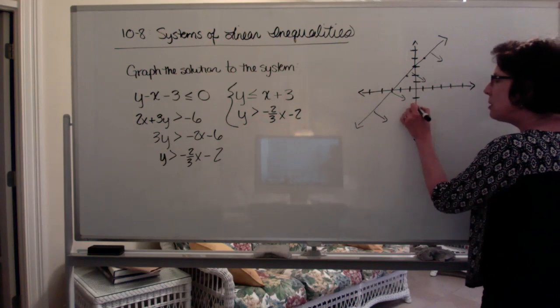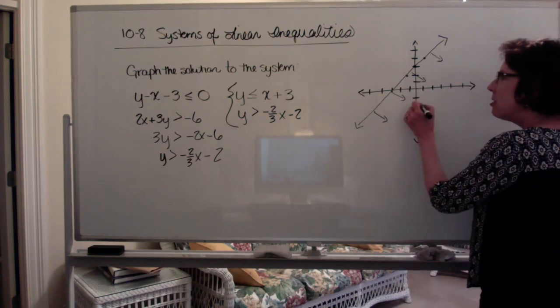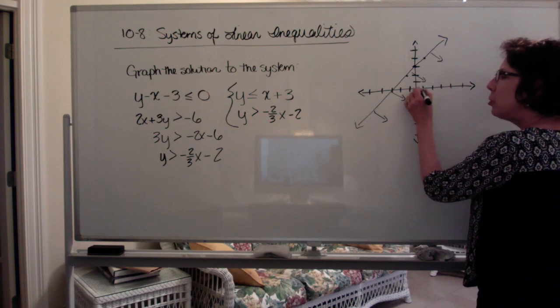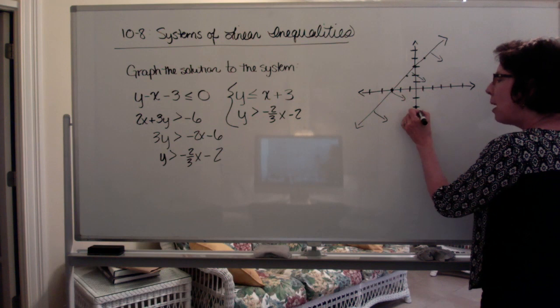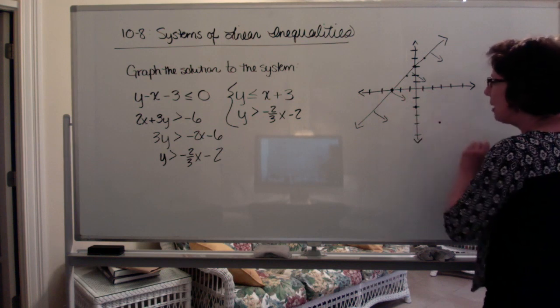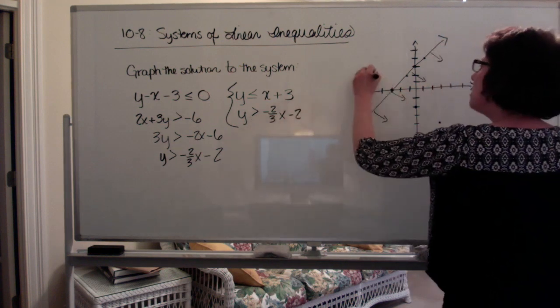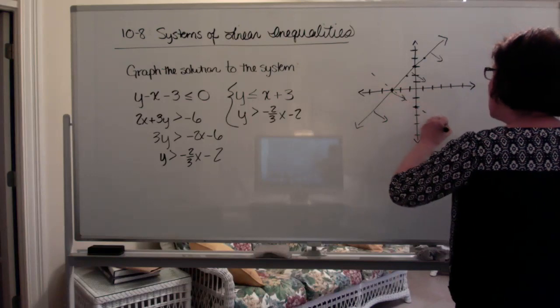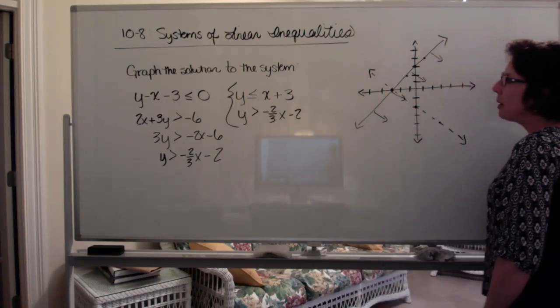So -2 is my y-intercept. My slope is -2/3, so I'm going to go up 2 and to the left 3. I'm also going to go down 2 and to the right 3. And I'll go over here. Now this is not an equal to, so this is going to be a dashed line.